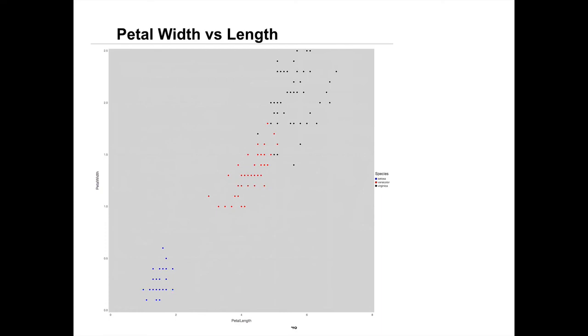Doing the petal width and length, again, one species is highly separated, and the other two are mainly red, then it starts some black, and then all black, right?